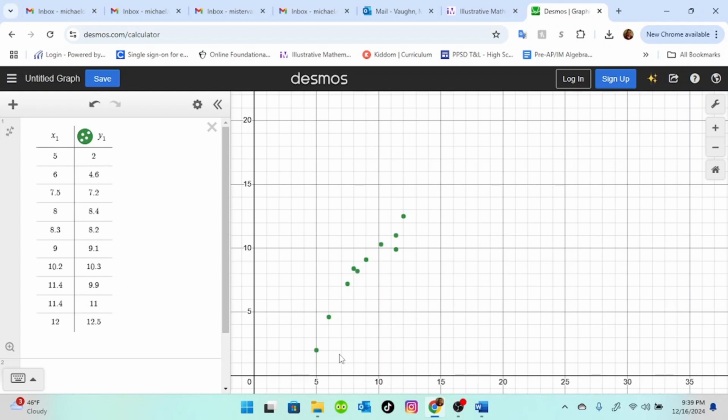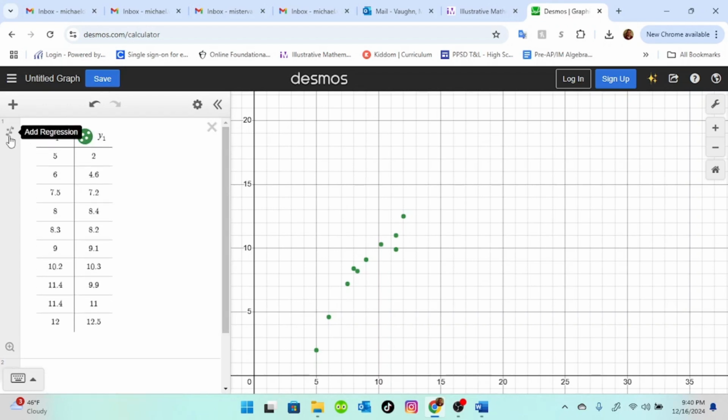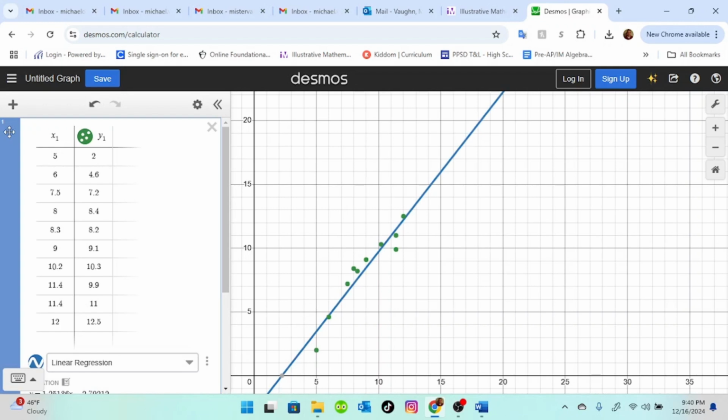Then, if you look over here, you can see where it plotted the scatter plot. Now, what we're going to do is click over here on the left where it says Add Regression. It kind of looks like a scatter plot with a line of best fit going through it. When you click on that, notice it defaulted to a linear regression, which is what we want, a line of best fit. And you can see that line of best fit right here in blue.